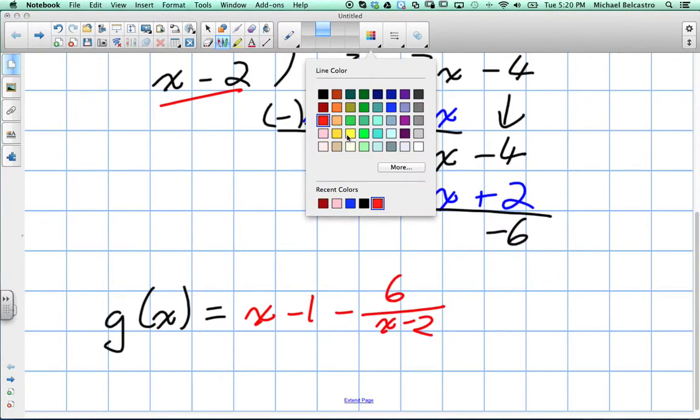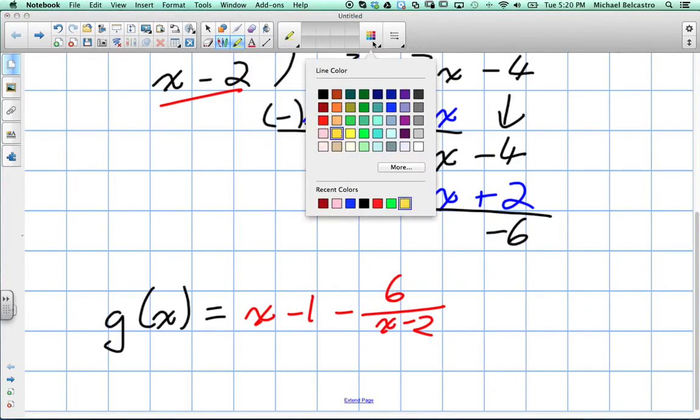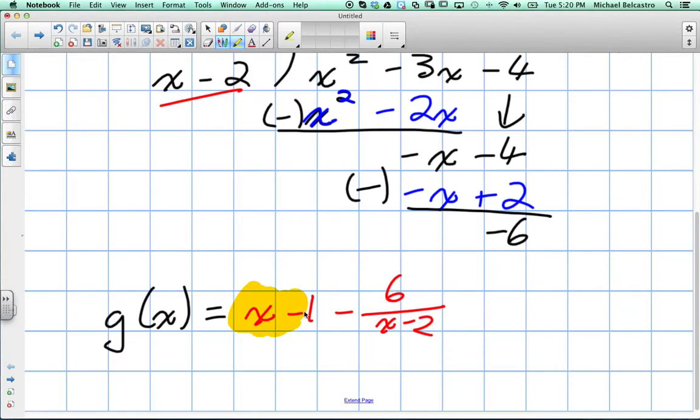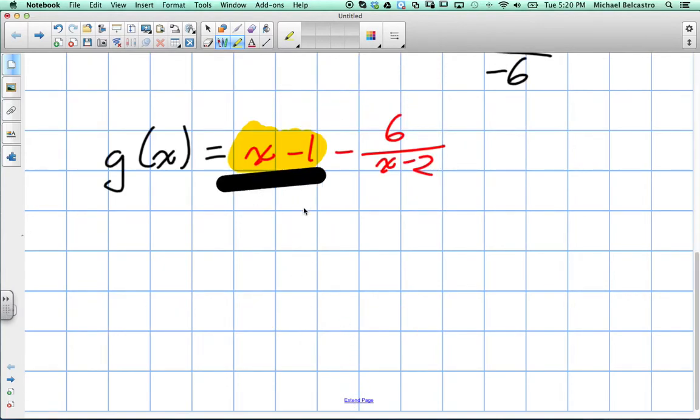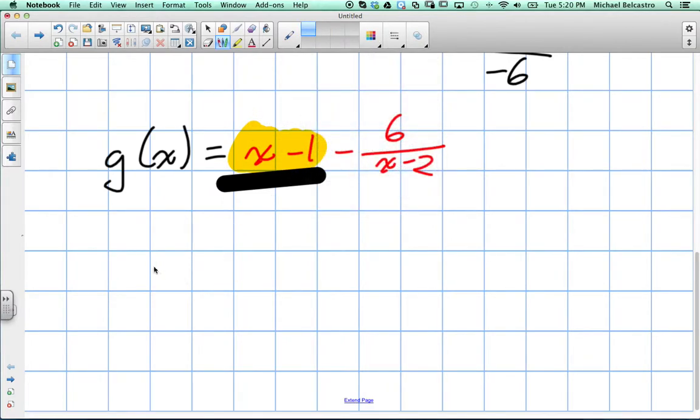But what's really important to find our oblique asymptote is actually this part of our equation here, it's our x minus 1. So this gives us our oblique asymptote, and we'll underline it as the equation. Sorry, I wanted the pen. There you go. So our OA, our oblique asymptote, is y is equal to x minus 1.